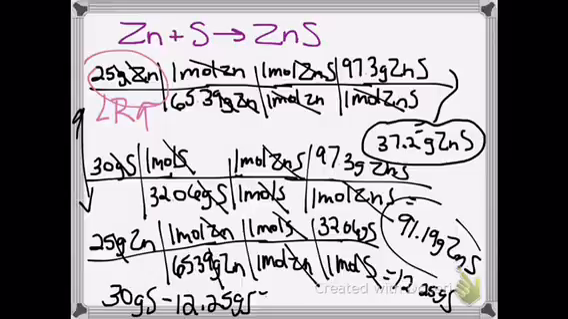Now you take your 30 grams of S, which is your excess reactant, and subtract that by the 12.25 grams of S. Right there, your answer should be 17.75 grams of S. And that answers the question of how many grams of the excess reactant will remain after the reaction is over.